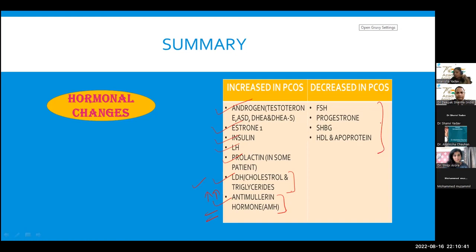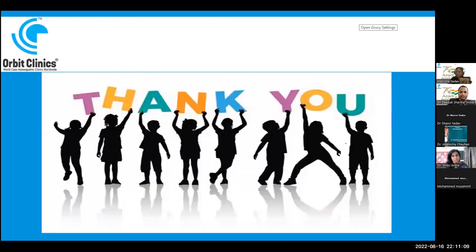And there are certain hormones which are going to decrease in PCOS, like FSH decreases, because there is no ovulation, no corpus luteum, no progesterone. And you know that insulin causes a decrease in sex hormone binding globulin, so this hormone also decreases, and all healthy cholesterol, HDL and apoprotein, are also decreased in blood. So certain hormones are going to be increased and certain are going to be decreased.